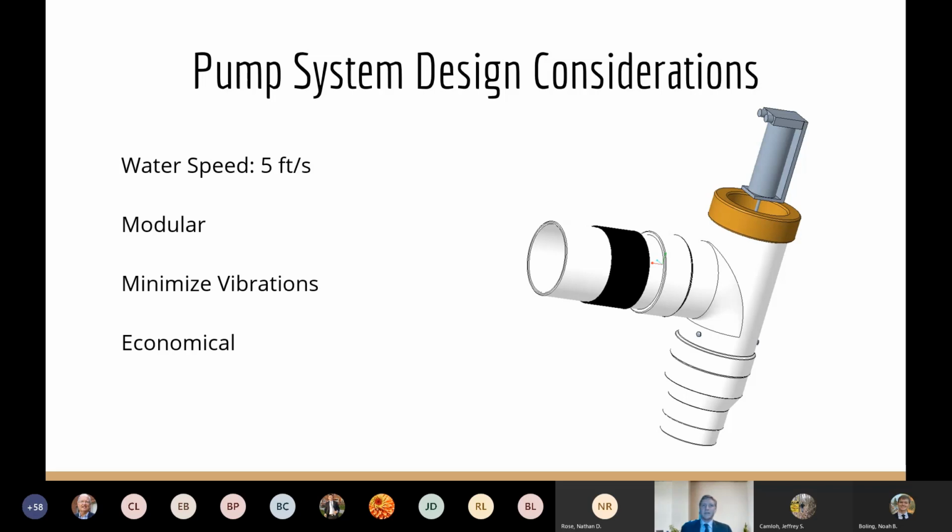This system consisted of 3 major components: the housing, the drivetrain, and the propeller. Additionally, we needed to meet a few design requirements, including the maximum water speed, modularity of the flume, and minimization of vibrations in the test section. Furthermore, all of that needed to be accomplished still under budget.